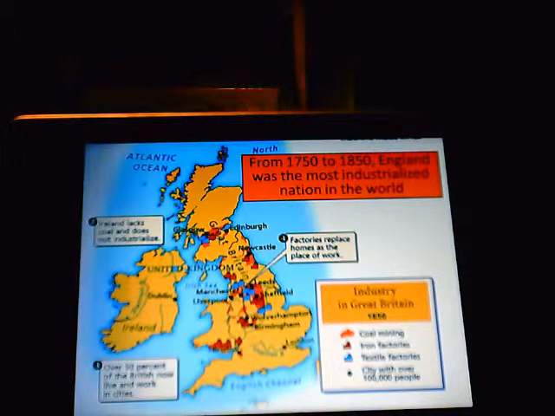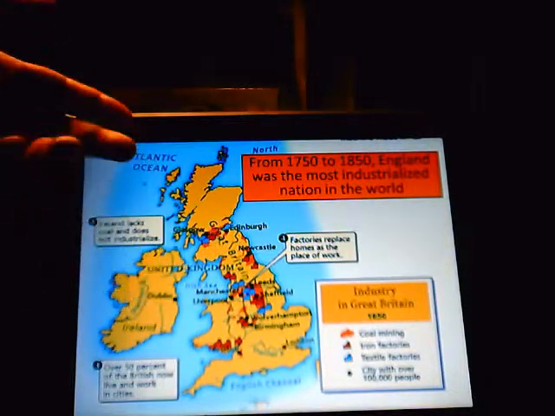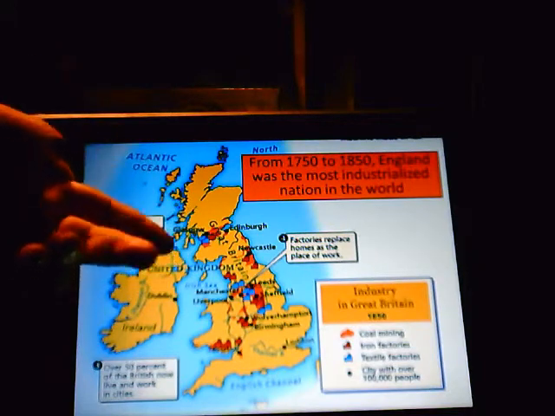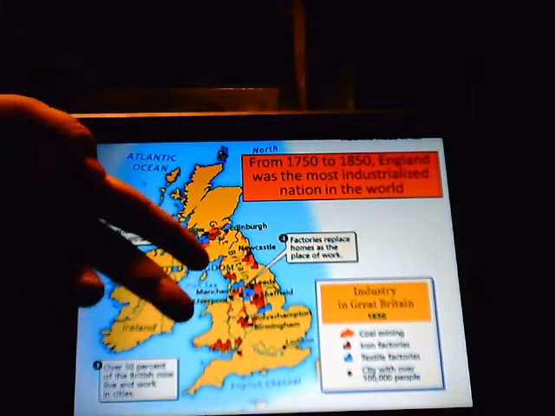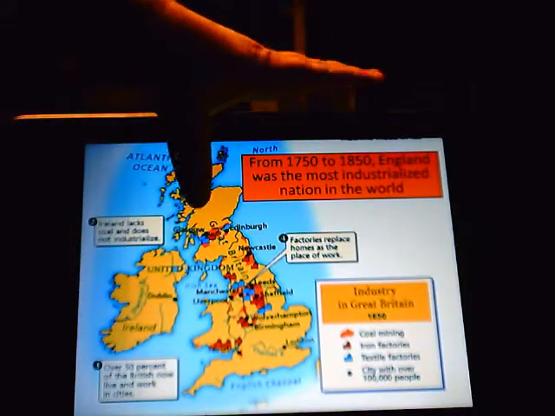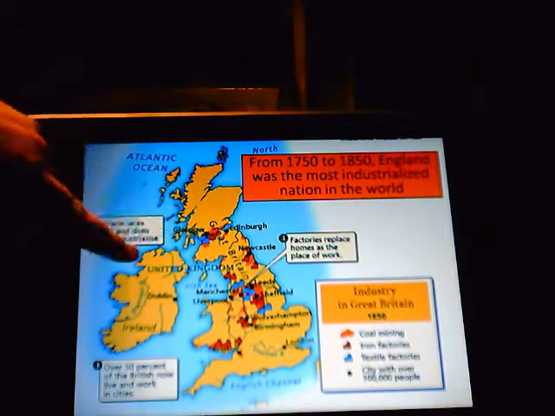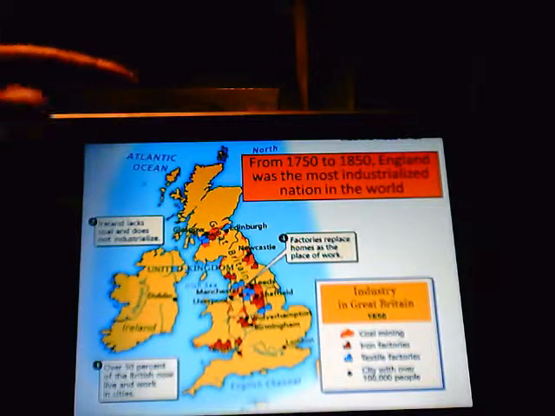I mean, they had factories. 50% of the British people lived and worked in cities. And here you can see just how much mining and how many factories there were. Look at all these cities that you can see. That's a large population increase in the 1850s.